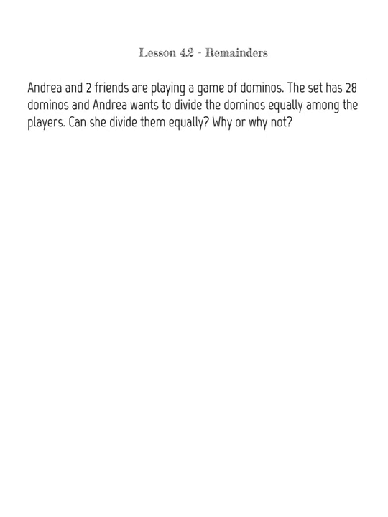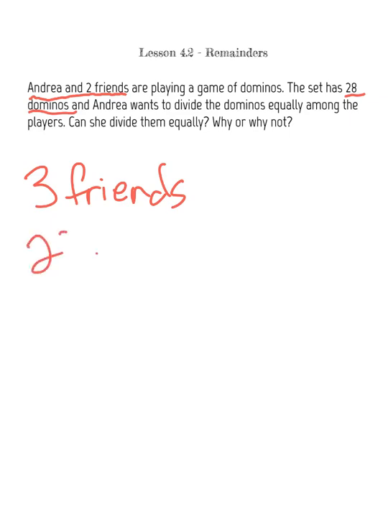And we have to look at first, what numbers do we really care about, right? So, the first one is Andrea and two friends. So we know that we're going to have a total of 3 friends. All right. The set has 28 dominoes. Okay. Let's go ahead and underline that as well. 28 dominoes. Okay. 3 friends, 28 dominoes.